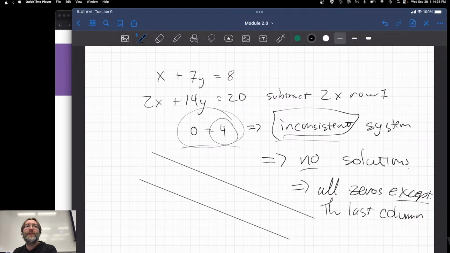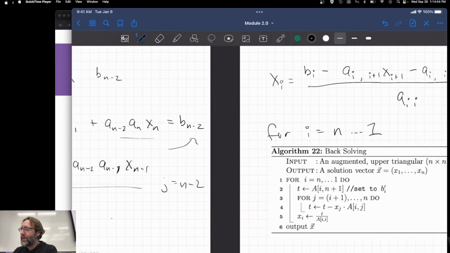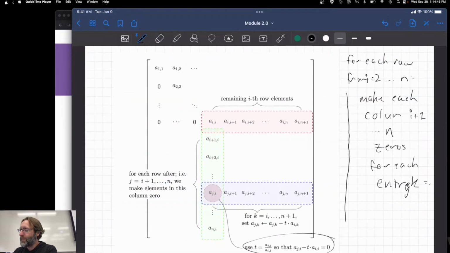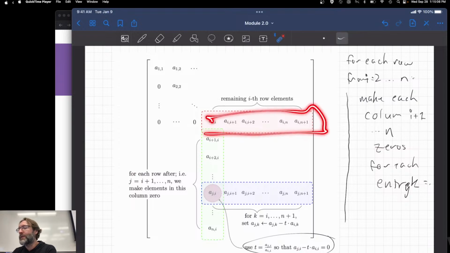Or if you ever divide by 0 either. Right? If you divide by 0, what happens? That means that you end up, where is it? There we go. If you divide by 0, what happened? This thing was 0. And you never exchanged it with a row that was larger in magnitude. Right? So that means that you've got an inconsistent system of some sort, inconsistent or indeterminate. And then you have to look at the rest of the row to determine which one is the case.